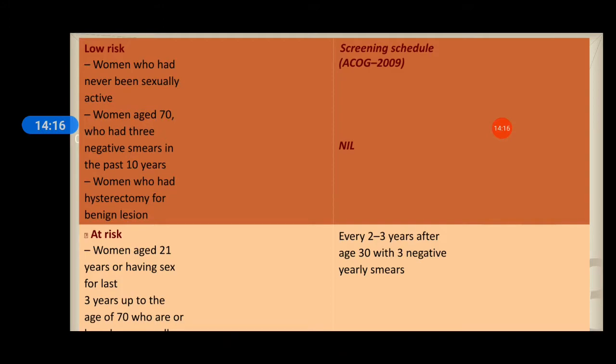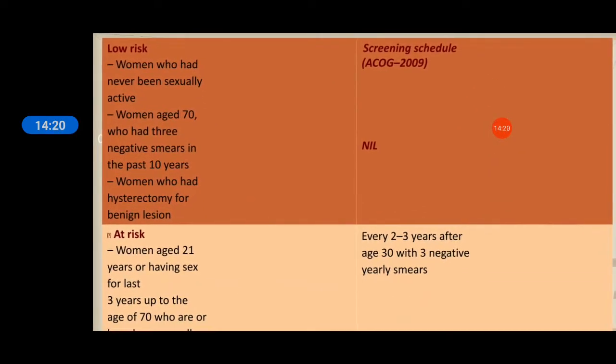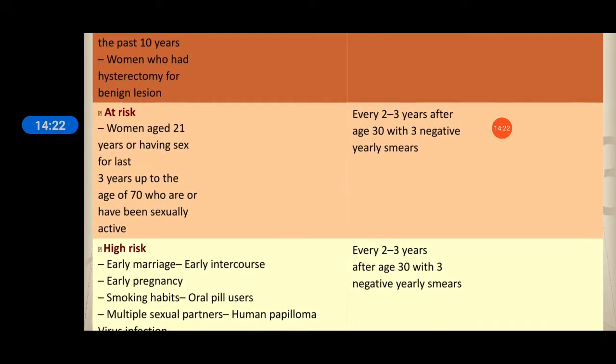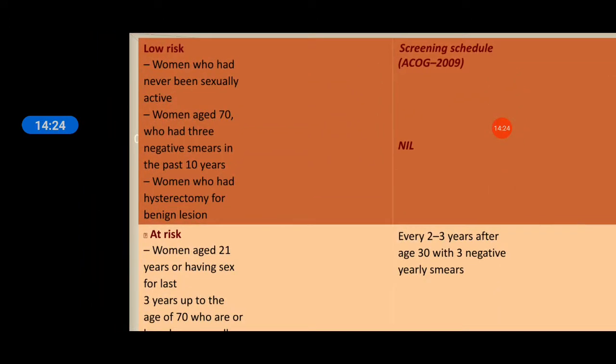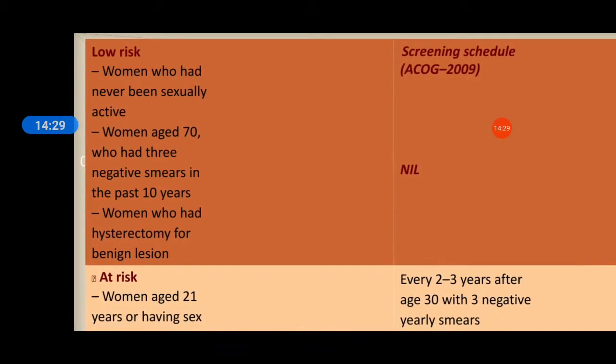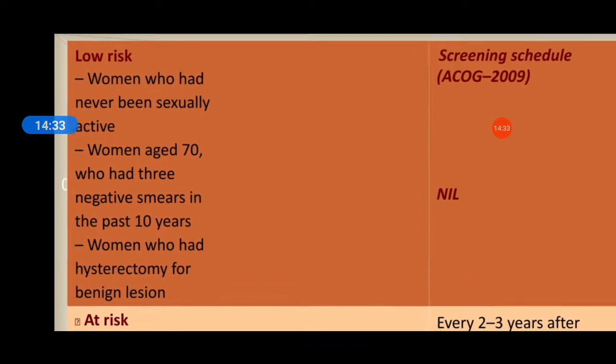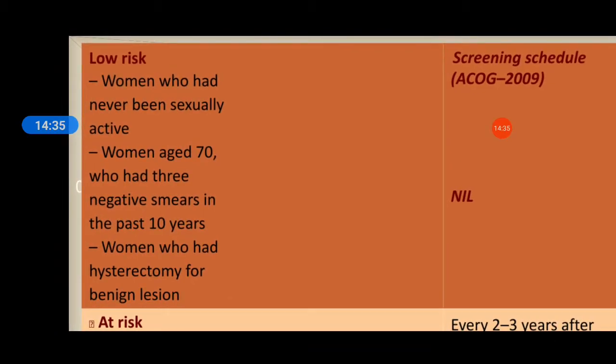Based on the risk, they have classified the indications into low risk, at risk, and high risk categories. In the low risk category, women are not supposed to go for the screening test. The first low risk group is women who have never been sexually active. If a woman is not sexually active, there is no need for screening, as she has fewer chances of getting cervical cancer.